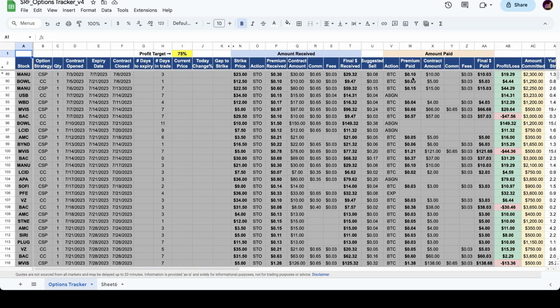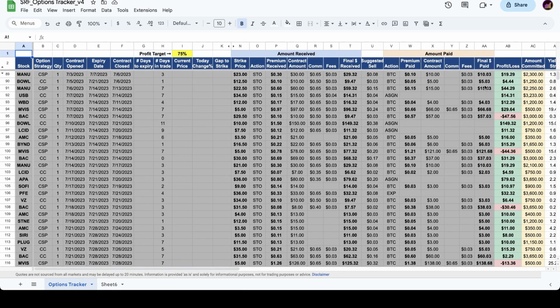Likewise, how much I paid to close the contract. What price I close the contract at is dictated by my profit target. So I always keep 75% as my profit target. So as and when I open a contract, I enter my amount received details over here. The formulas will take care of how much I should be raising my buy to close transaction for, based on 75% of the amount received. And that's what I raise the closing transaction for, and that's it. Simple. I do not keep a close eye on the markets everywhere. As and when the option price hits that buy to close price, it gets executed. Simple. 75%. That's enough for me.